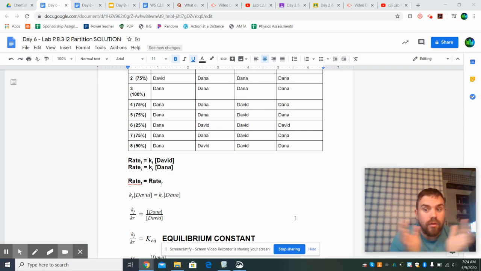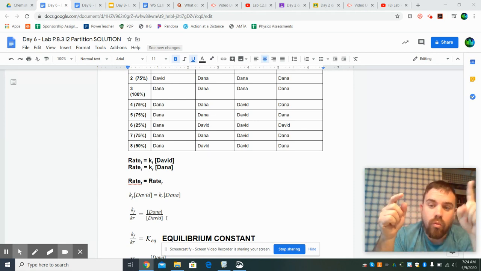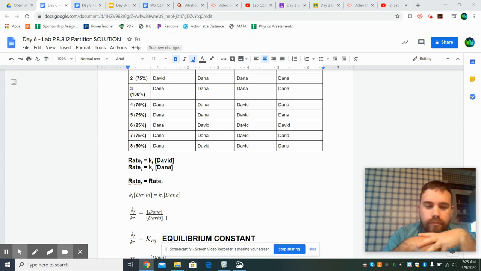Okay, so now let's bring all this to a close and tie a nice little bow on this equilibrium constant. Let's go back to the example where we talked about David's becoming Dana's. And if you remember, David's became Dana's by rolling a 1, 2, or 3, and Dana's became David's by rolling a 6. So, therefore, we got that.